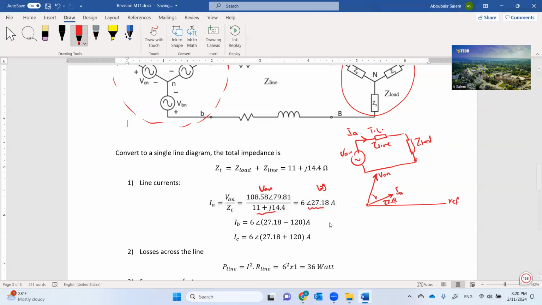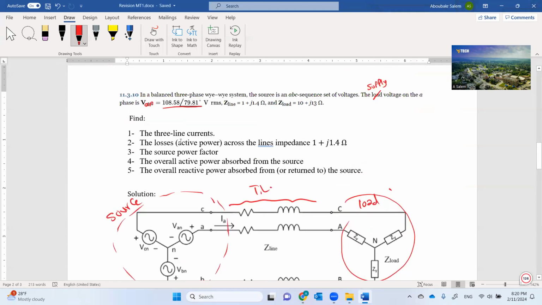We need to get IB and IC. We don't need to make any more calculations. Just shift the angle by minus 120 degrees for phase B and plus 120 degrees for phase C. So this is the first part, which is find the line currents.